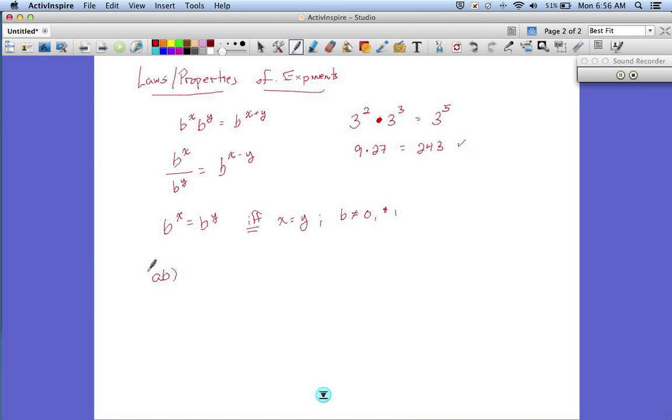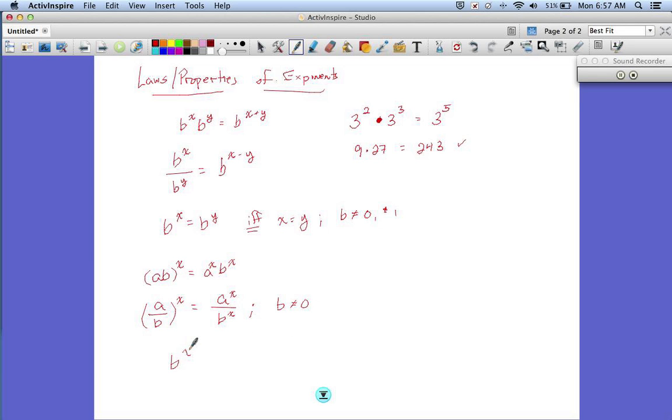If you have a product, a times b raised to the x, that's going to be the same thing as a to the x times b to the x. Likewise, if we have a over b to the x, that's going to be the same thing as raising the individual pieces to that one power. And again, some things to make sure you're aware of here. b cannot equal 0, right? Because you can't divide by 0 in that case. So we've got to make sure that stuff's accounted for.